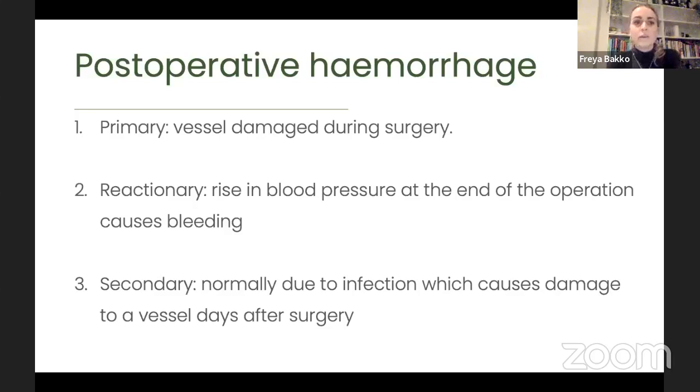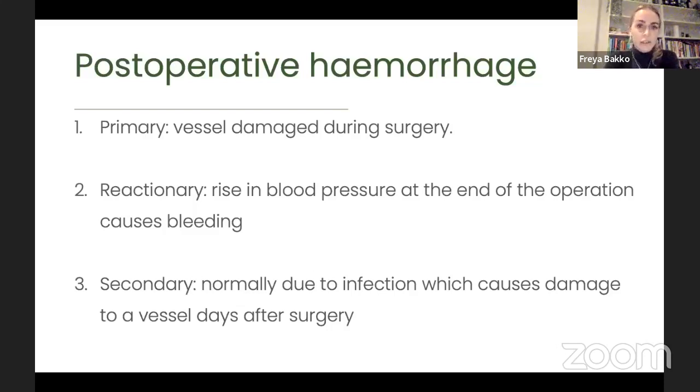So post-operative hemorrhage can be either primary, so this is any bleeding that's caused during the actual surgery. It can be reactionary, so this is often when the blood pressure post-operatively rises comparatively to the blood pressure during surgery. During surgery, blood pressure is often kept quite low to prevent bleeding. When it then goes up to its usual levels, post-operatively you might get new bleeding in previously non-bleeding vessels.